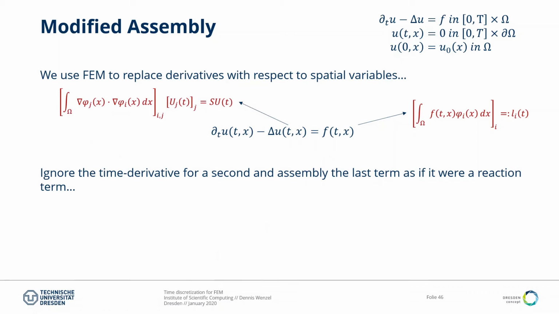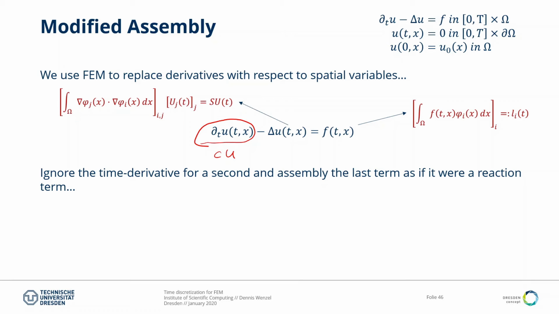And yeah, let's think for a second as if this were not a time derivative, but just some function called c. If this was c times u, then we would do our standard assembly process: multiply with the test function, integrate over the domain, and get some contribution to the stiffness matrix. And that's exactly what we're doing now.